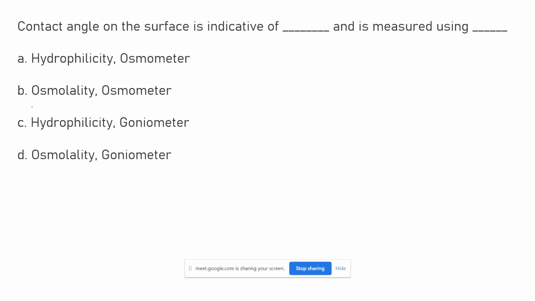Yeah, so people have answered. Contact angle is a measure indicative of hydrophilicity and it is measured using a goniometer. So the correct answer is C.